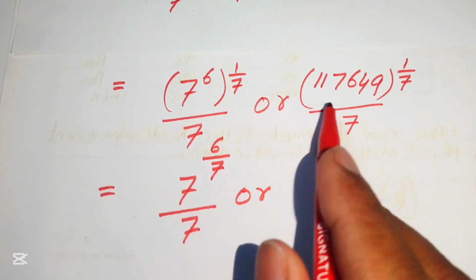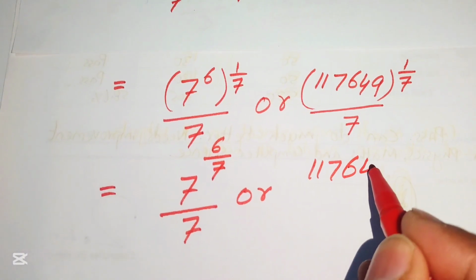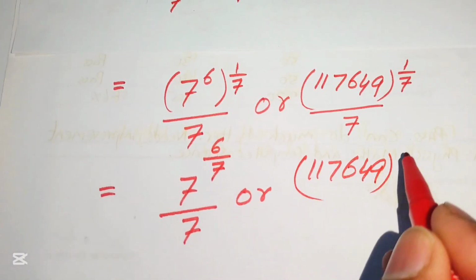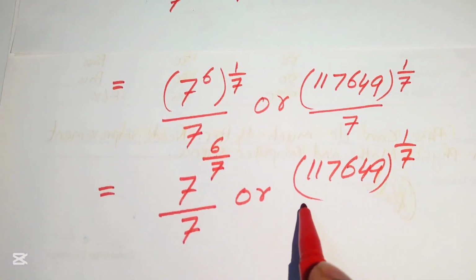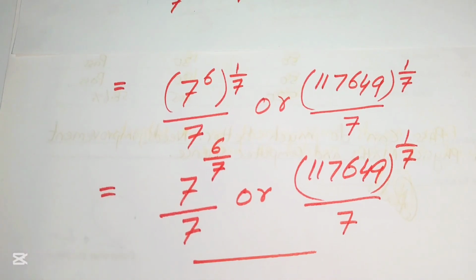Or in other words, your simplified form is 117,649 with whole exponent 1 over 7, divided by 7. So this is our final answer to this question.